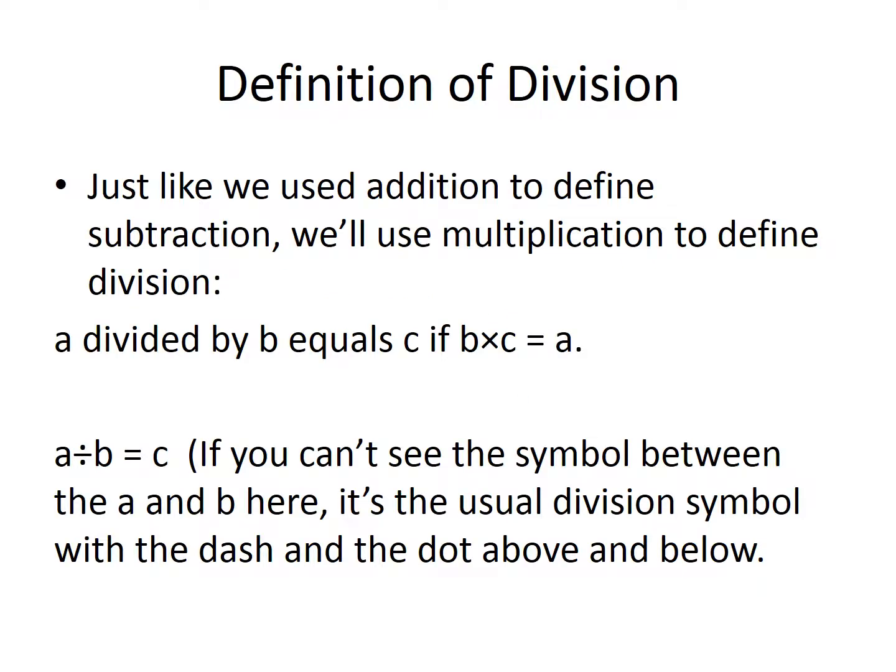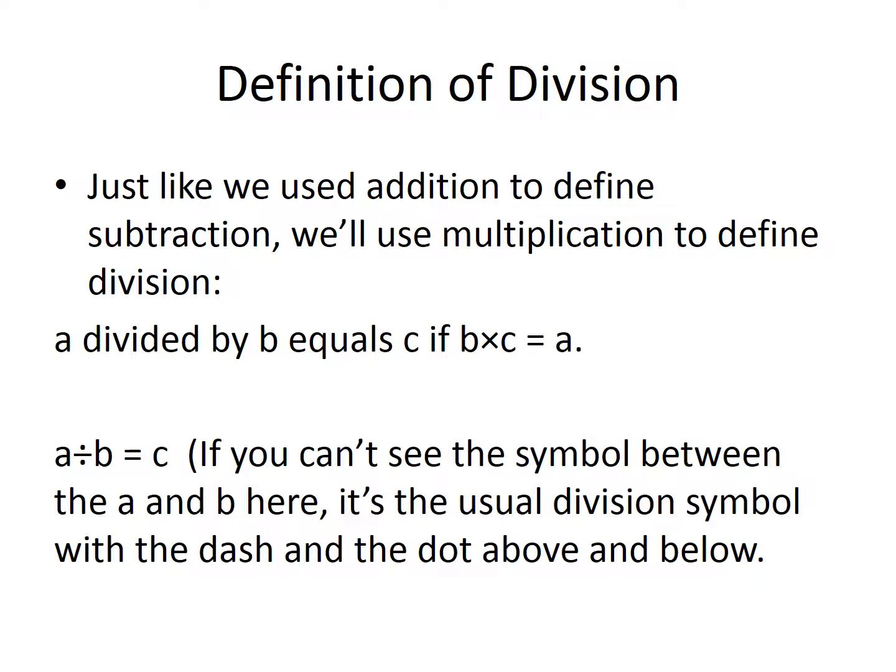Definition of division. Just like we used addition to define subtraction, we're going to use multiplication to define division. A divided by B is C if B times C is A. So 20 divided by 4 is 5 because 4 times 5 is 20.